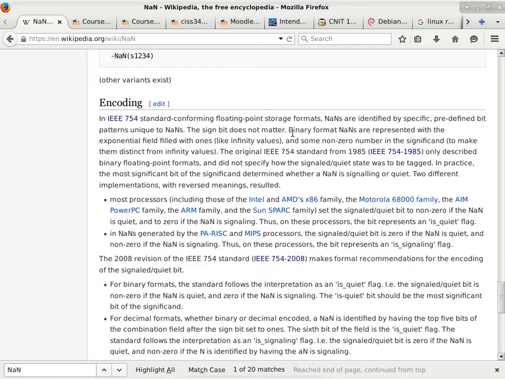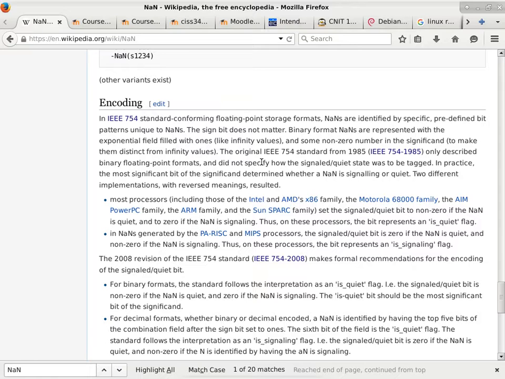The sign bit does not matter. Binary format NaNs are represented with the exponent fields filled with ones, and some non-zero number in the significand, which is the fractional part, to make them distinct from infinity values. So infinity would be all ones, okay? And there's positive infinity and there's negative infinity. If you have all ones in the exponent and at least one 1 in the fractional part, then it becomes a NaN, a not a number representation.